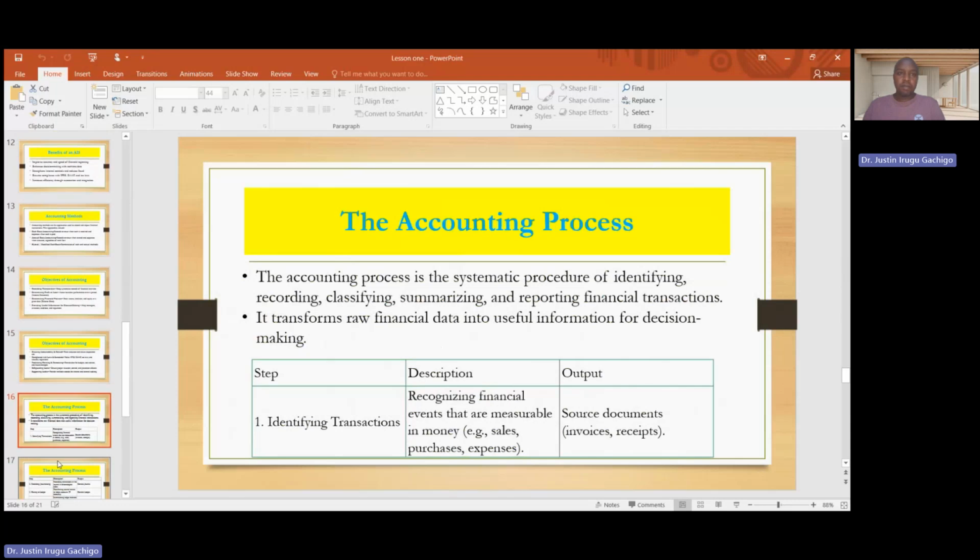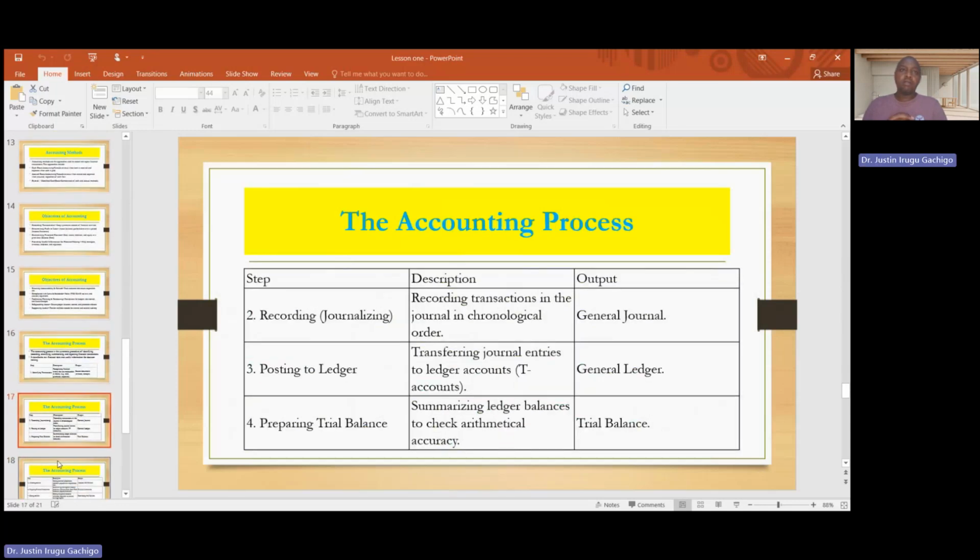So the first step is identifying a transaction. You identify a transaction: is it a sale, is it a purchase, is it an expense? And then you prepare the document. For example, if it's a sale, the output is the sales invoice and the receipt. If it's an expense, it's a payment voucher. If it is inventory that you have received, it is a GRN, goods received note.